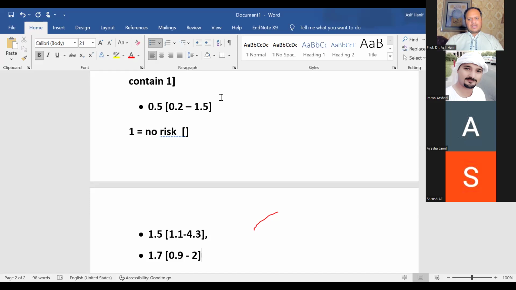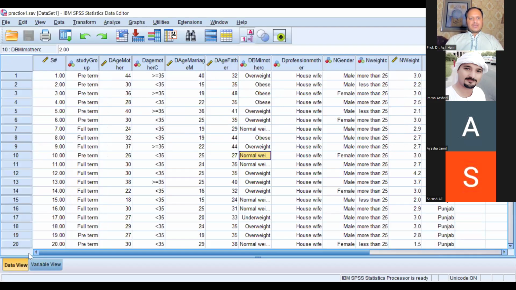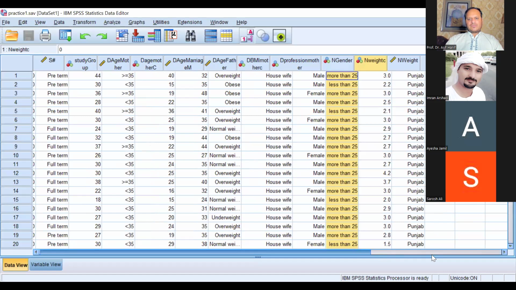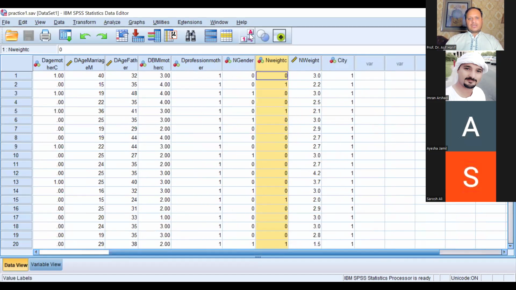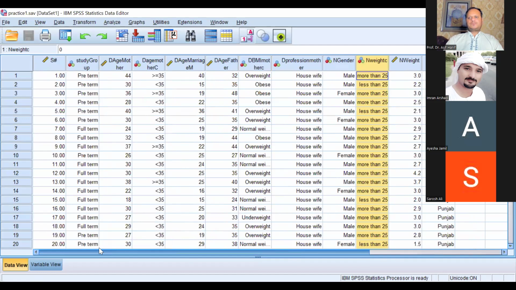For our SPSS file, I am using the same file we have already used for various practices. Suppose there is a study group of preterm and full-term birth. There are demographic variables and another demographic, anthropometric variable: profession of mothers, neonatal gender, neonatal weight. It may be less than 5 or more than 5. If it is less than 5, it is low birth weight. If it is more than 5, it is normal birth weight. There is city, and other variables are also taken.